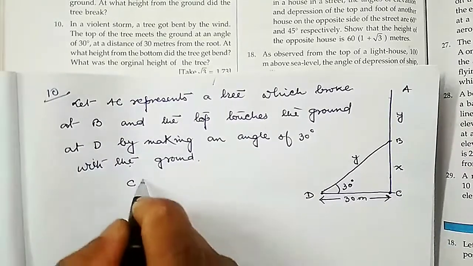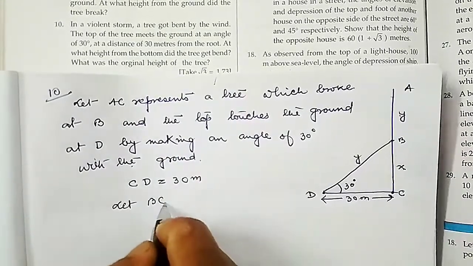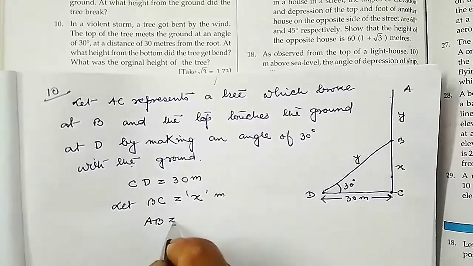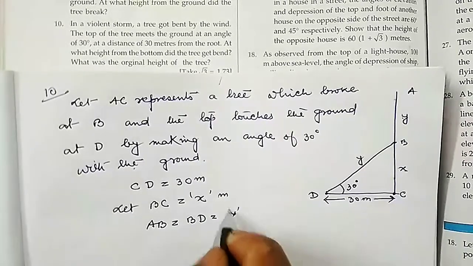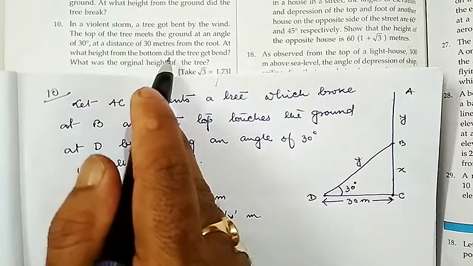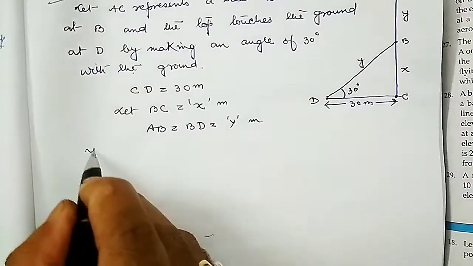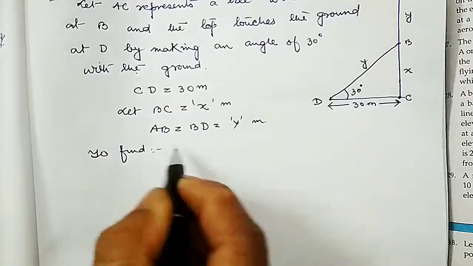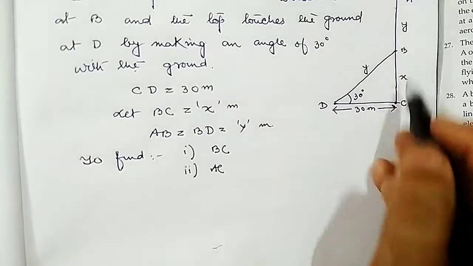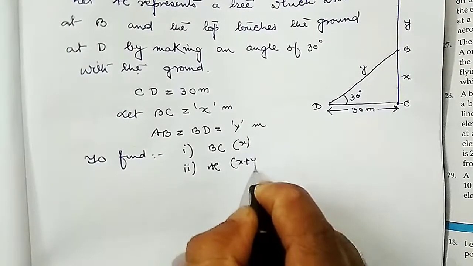Now here CD is how much? CD equals 30 meters. Let BC equal x meter. AB equals BD, we can consider y meter. So here two things we have to find. At what height from the bottom did the tree get bent? That means BC we have to calculate. First one, this length, that is BC, and second the height of the tree, that is AC. Here BC, that means x, you have to calculate, and here x plus y.